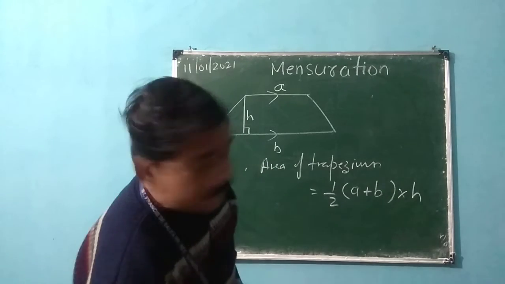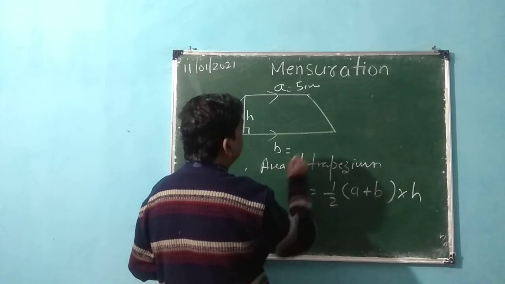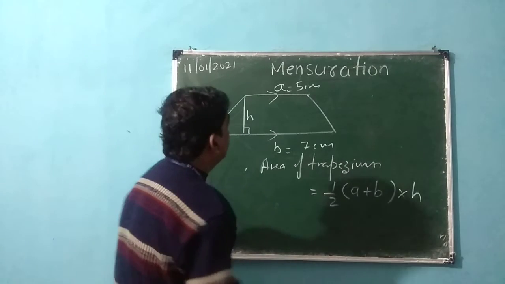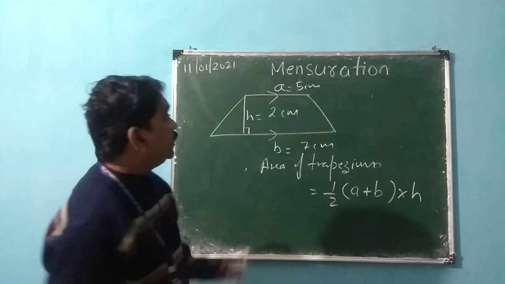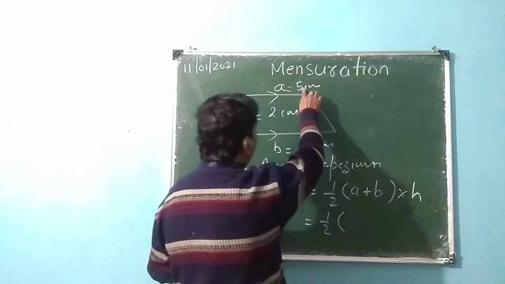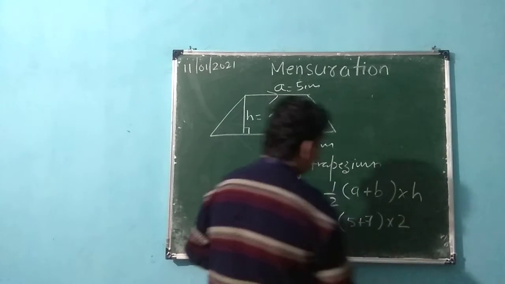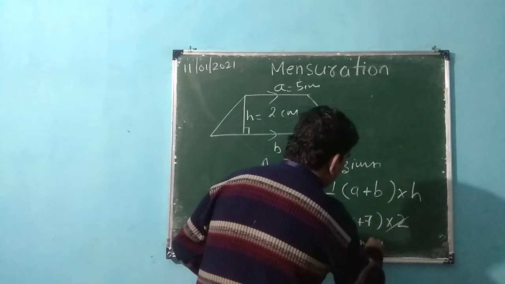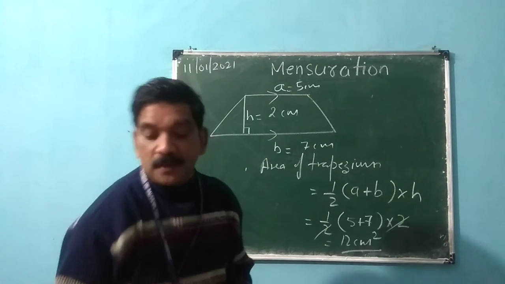Suppose A is 5 centimeter, B is say 7 centimeter, and height is say 2 centimeter. So how will you find out the area of trapezium? Half 5 plus 7 into 2. This 2 is cancelled. You will get 12 centimeters square as the area of trapezium.